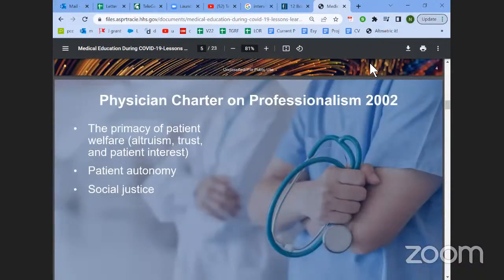So what are the main determinants of professionalism? So the primacy of patient welfare, such as altruism, trust, and patient interest, patient autonomy, and social justice are the main determinants of a physician being professional. And these have been the primary determinants ever since 2002, and it still holds true to this day.